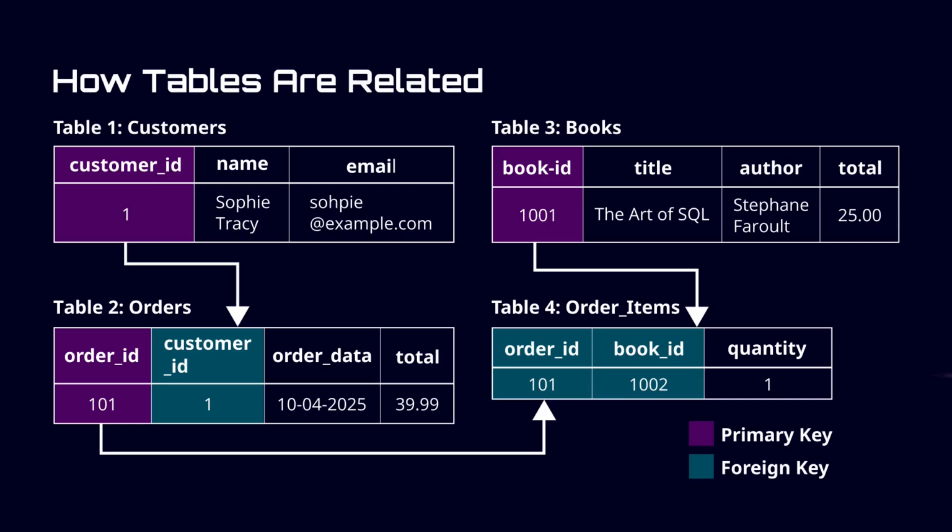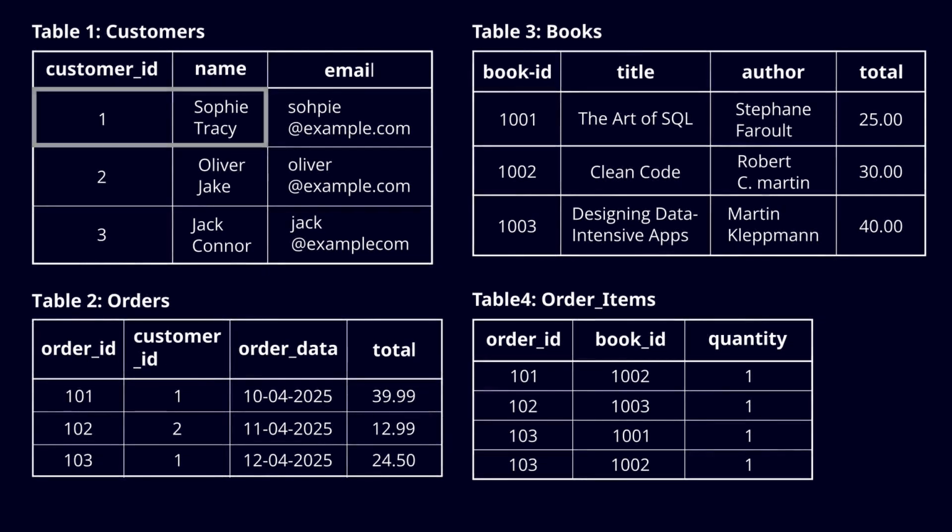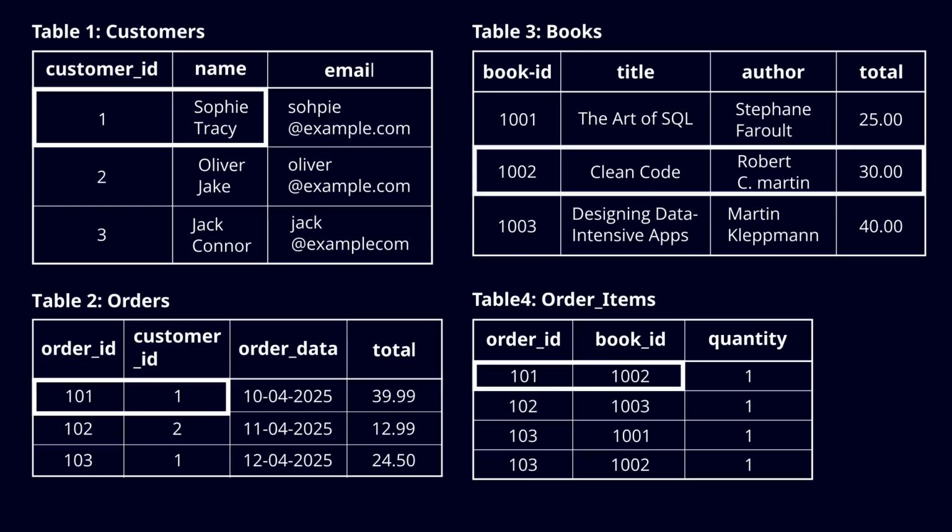it. In the order items table, there are two foreign keys: order ID, which connects each item to the orders table, and book ID, which links each item to the books table. These connections let us ask powerful questions like, which books did Sophie Tracy, customer ID 1, order? This is what makes the database relational. Tables are linked together by key fields to create a structured, searchable system.